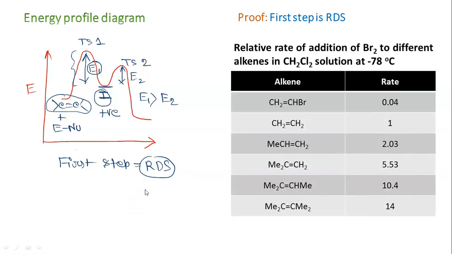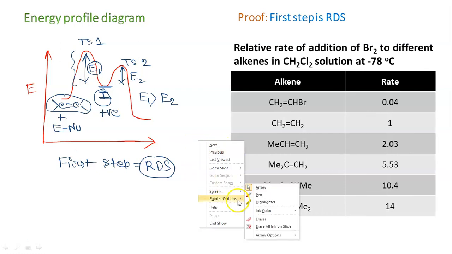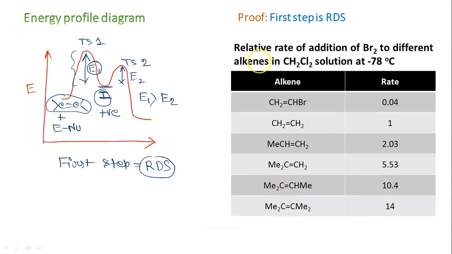So what experiment can we do here? One experimental result is given. This is the relative rate of addition of bromine. So our E-Nu is basically bromine. You can consider one Br as partially positively charged, I am writing the partial charge here, and the other Br is partially negative. So our E is Br, Nu is also Br. So this is the relative rate of addition of bromine to different types of alkenes in dichloromethane or DCM at minus 78 degrees centigrade. So see what type of alkenes we have taken.